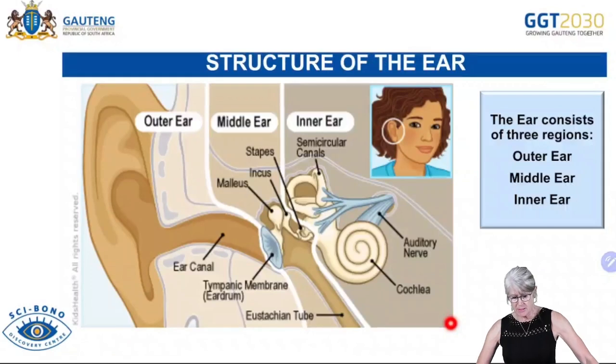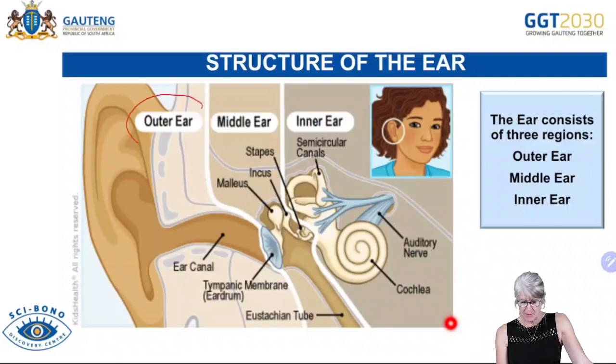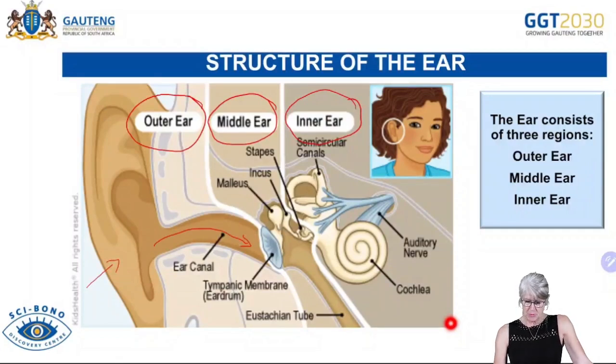All right, so let's quickly go into the ear, structure of the ear. We know the ear consists of 3 parts. So we have the outer ear, we have the middle ear, and we have the inner ear. Now the outer ear consists of this part, which is the pinna, this canal here, and then the boundary between the outer ear and the middle ear is this membrane called the tympanic membrane, or the eardrum.